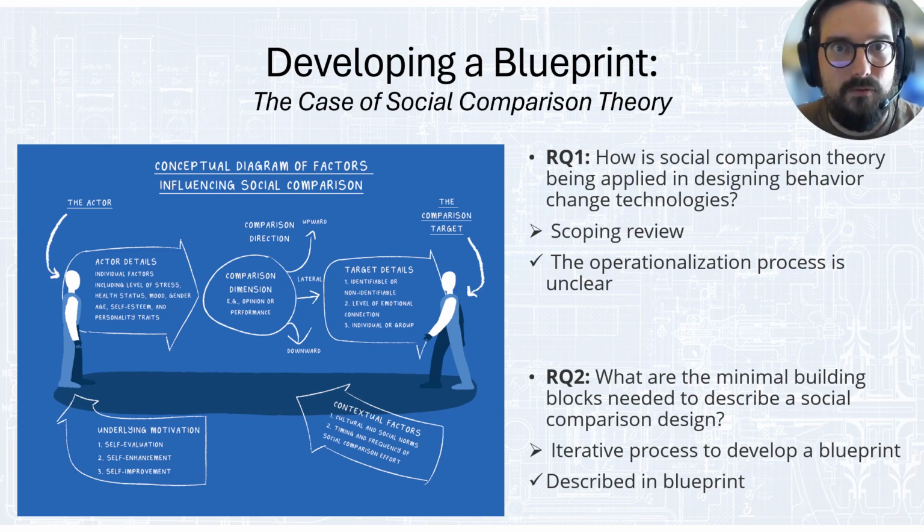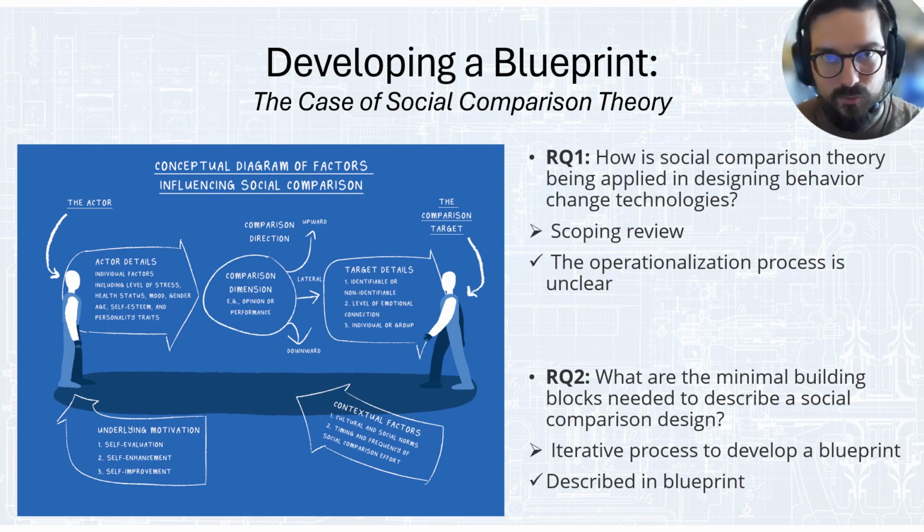We approached this development of a blueprint in two steps. First, on the one hand, we wanted to understand the breadth and depth of social comparison theory, and on the other hand, also the way social comparison theory is currently operationalized in behavior change designs. Second, we tried to determine the essential building blocks of set designs and of the theory to develop a blueprint of social comparison theory that other researchers can refer to. We therefore focused on two different research questions. Research question 1, how is social comparison theory being applied in designing behavior change technologies? And research question 2, what are the minimal building blocks needed to describe a social comparison design?